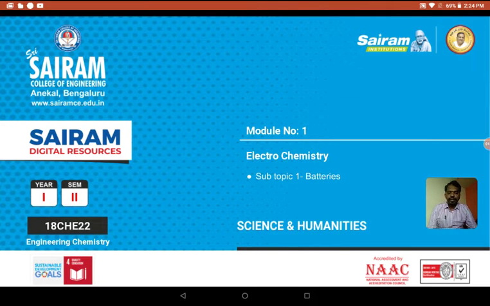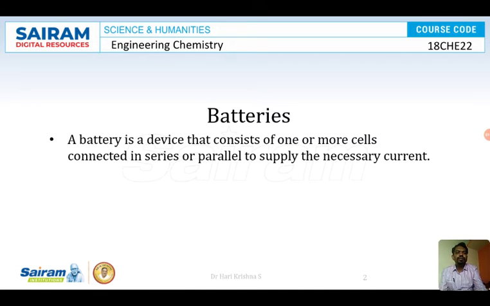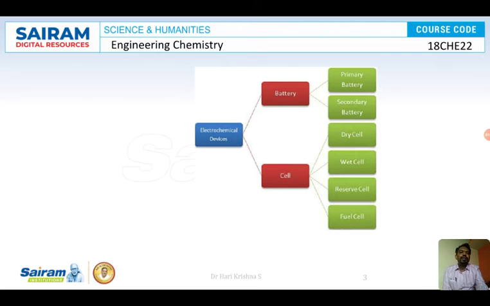So first of all, what are batteries? So batteries are made up of two or more galvanic cells. When two or more galvanic cells are connected either in series or parallel to get a necessary current, then it is called a battery. So batteries are classified into three types: primary battery, secondary battery, and a reserve battery.